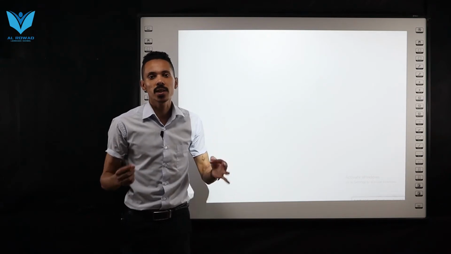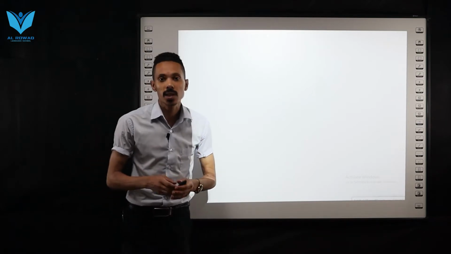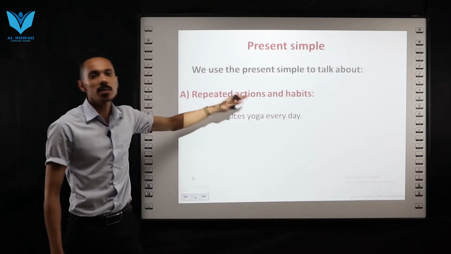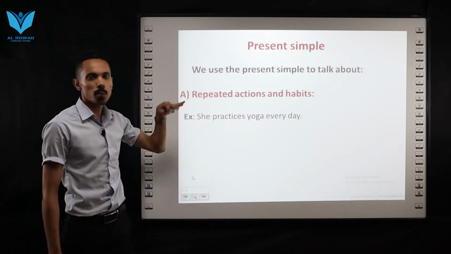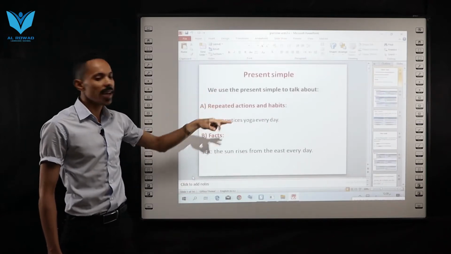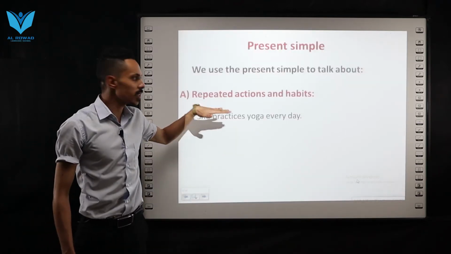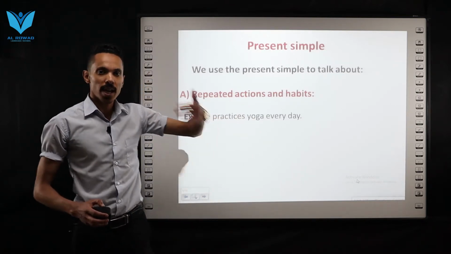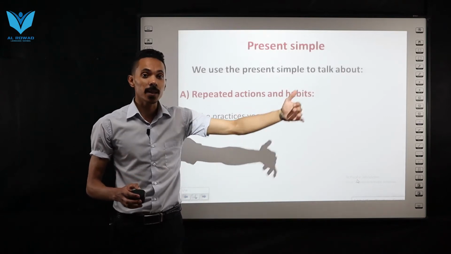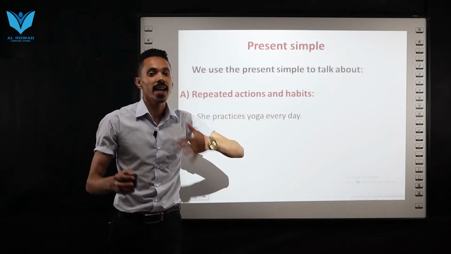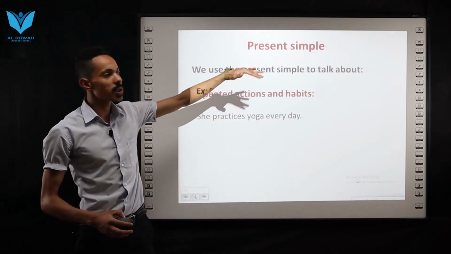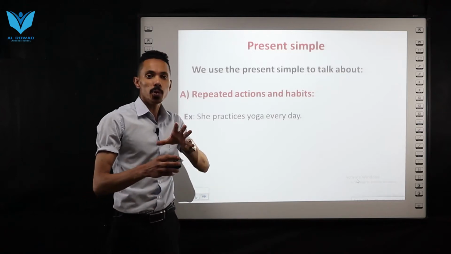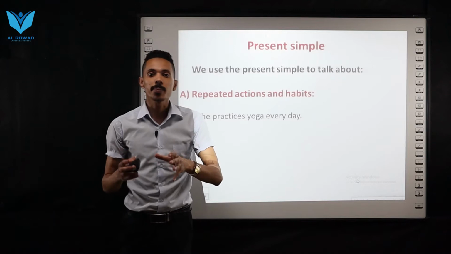So now let's start talking about the first one, present simple. We use the present simple to talk about number 1, repeated actions and habits. If you want to talk about repeated actions, you do them many times, like an action you do every day, every Friday. So here you use the present simple. What is the meaning of you use the present simple? You put the verb in the present simple form.